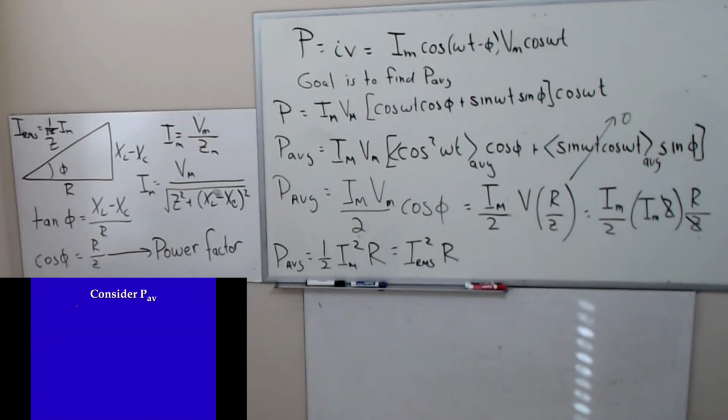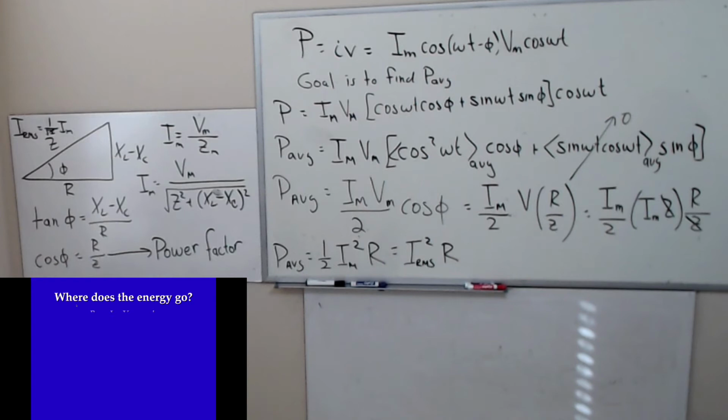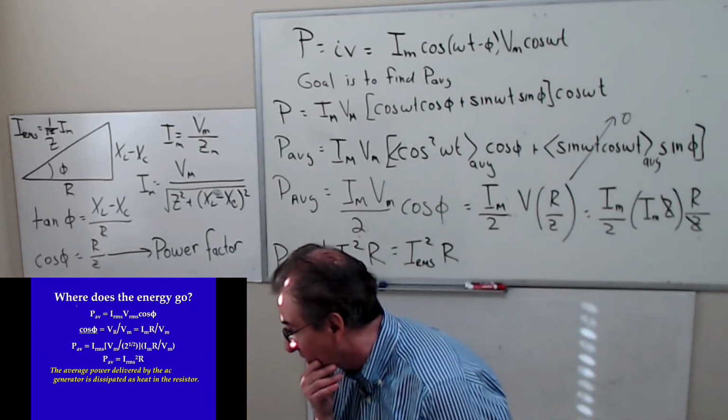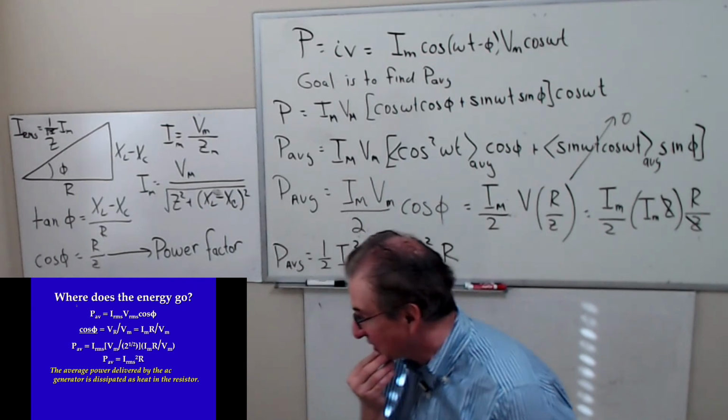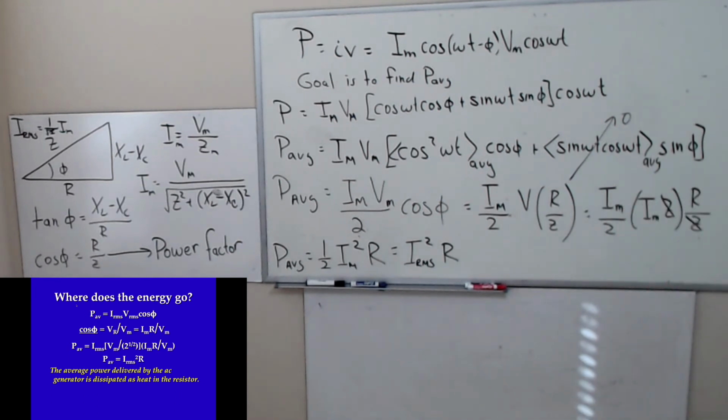All right, let me continue through the notes. I have this all done in your notes, so you can gloss through it. And you can see all the energy goes to the resistor. P average is I RMS squared times R. Yeah, it's the same equation. It's basically I squared times R, but it's an RMS value.